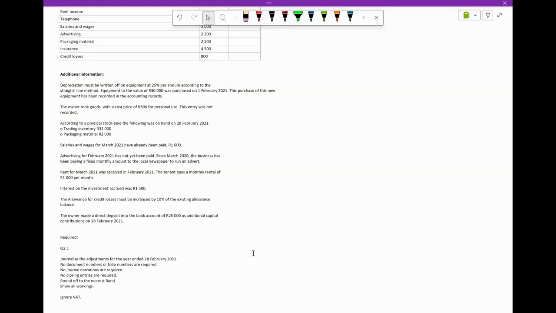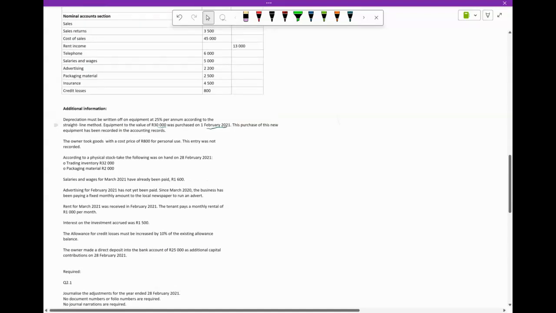So here the first thing that they say is depreciation must be written off at 25% per annum according to the straight line method, for equipment. Equipment to the value of 30,000 was purchased on 1 February 2021. This purchase of new equipment has been recorded in the accounting books. So we don't need to record the purchase, but we do need to record the depreciation.